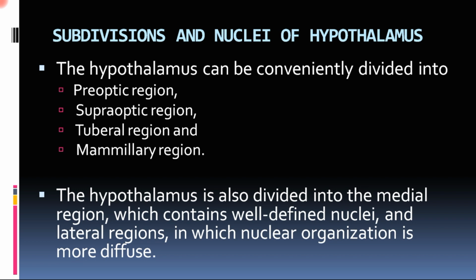diffuse nuclear organization. Whereas when we look at the hypothalamus anterior posteriorly, what is the division? They can be divided from anterior to posterior. Anteriorly preoptic region, behind that is supraoptic region, behind that is tuberal region, and at the last there is mammillary region.